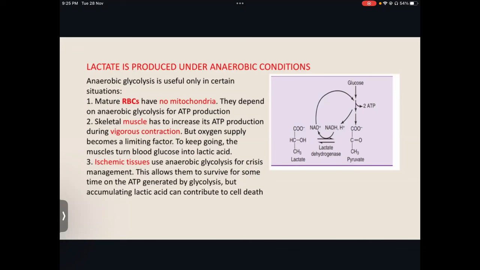Lastly, in ischemic tissues, ischemic just means a lack of oxygen supply, and so the cells are dying. These cells, which lack oxygen supply, will use anaerobic glycolysis for crisis management since they are dying. This lets them survive for some time, producing more ATP via glycolysis. However, one thing to note is that lactate, the product of anaerobic glycolysis, is harmful. It's not good for you. So an accumulation of that in ischemic cells will lead to cell death.